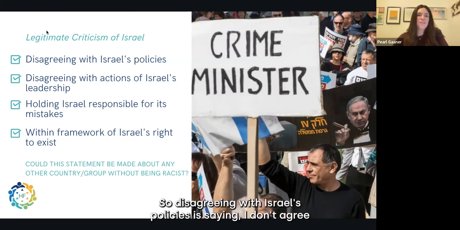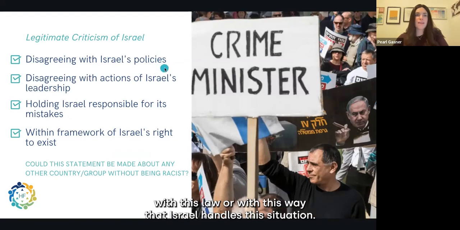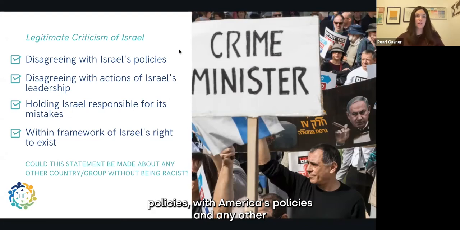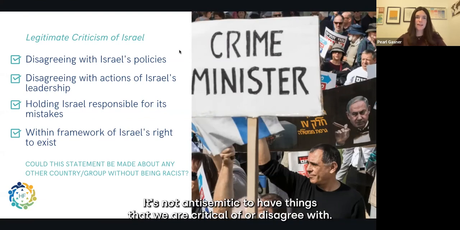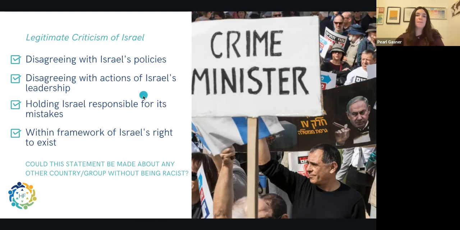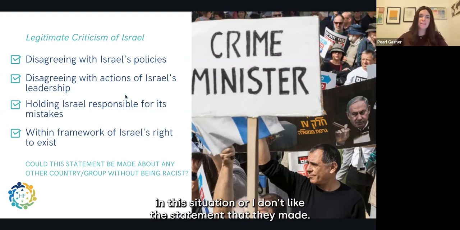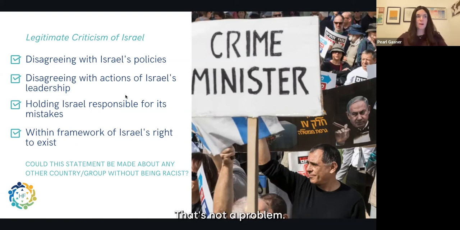Okay. So disagreeing with Israel's policies, so saying, I don't agree with this law or with this way that Israel handles this situation, I don't think it's right. Not a problem. Just like we can disagree with Canada's policies, with America's policies, with any other government's policies, it's not a problem. It's not anti-Semitic to have things that we are critical of or disagree with. Same thing with the actions of Israel's leadership. So saying, I don't think that the Israeli prime minister did the right thing in this situation, or I don't like this statement that they made. That's not a problem.